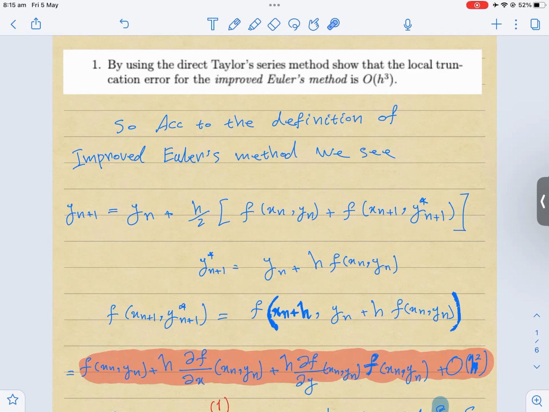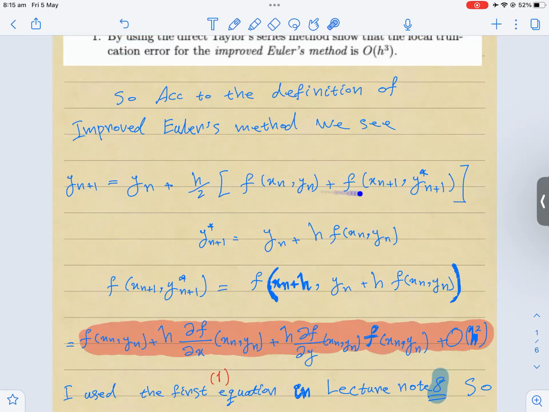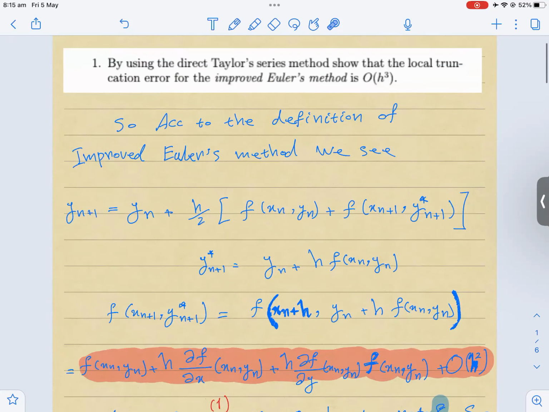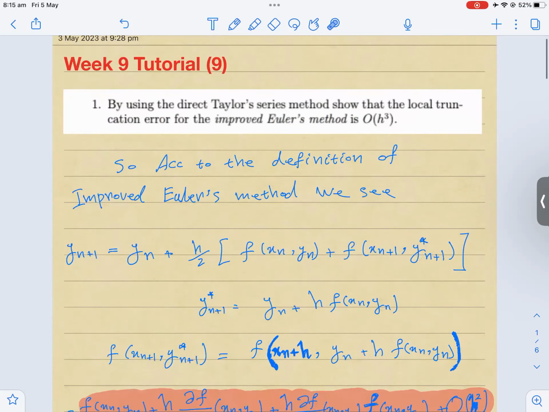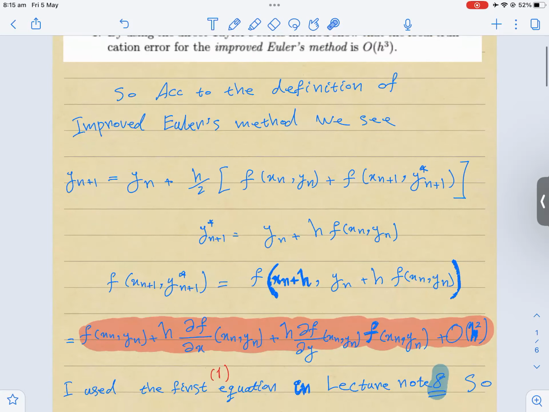All right. So it's kind of obvious why it is h cubed. Because we've got this term, and it has y_{n+1}* and h in it, and this f of the two terms here will have another h if we expand it by Taylor's series. So we will have h cubed. But let's have a look in detail.